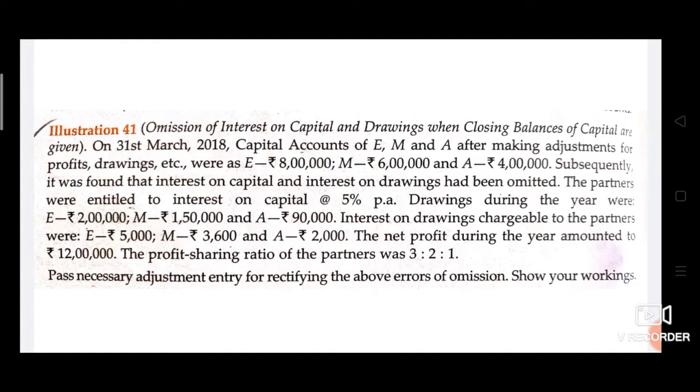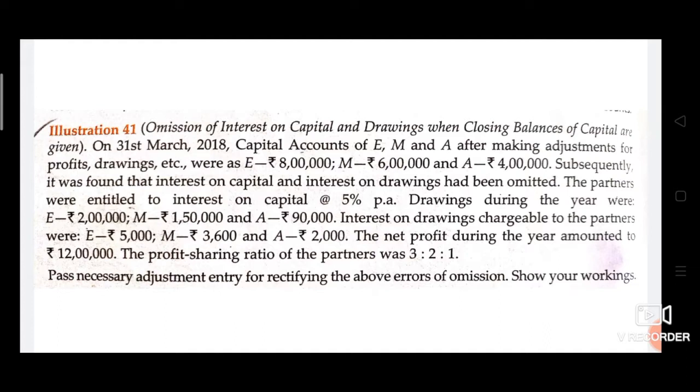Drawings during the year were 2 lakhs, 1,50,000 and 90,000 respectively. And interest on drawings chargeable to the partners were rupees 5,000, 3,000, 600 and 2,000. The net profit during the year amounted to rupees 12 lakhs and profit sharing ratio was 3:2:1. Pass necessary adjustment entry for rectifying the above errors of omission.